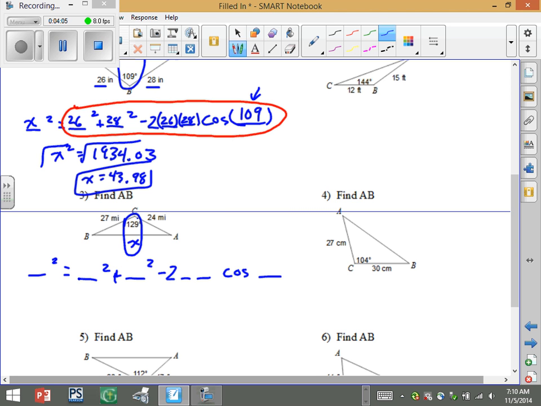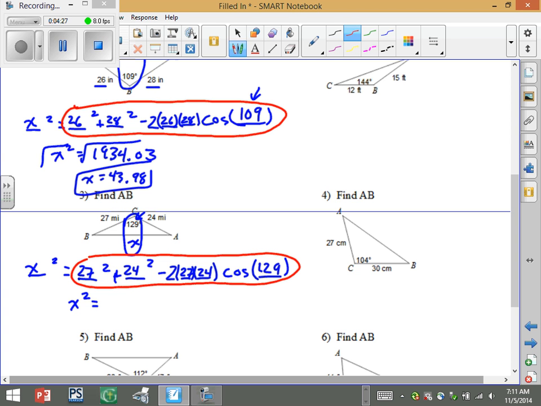So the angle, 129, will go with cosine. The angle will always go with the trig function. And then what's across from it goes to the other side of the equation. And that leaves us 27, 24, 27, 24. I'll put the parentheses around. And so it's literally at this point, you just go straight to the calculator, type all of this in. So the toughest part about law of cosines is just making sure you set it up correctly.